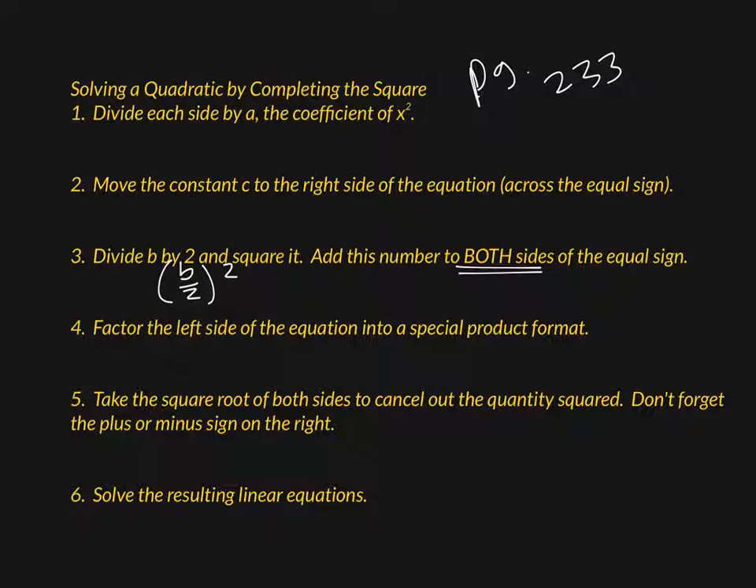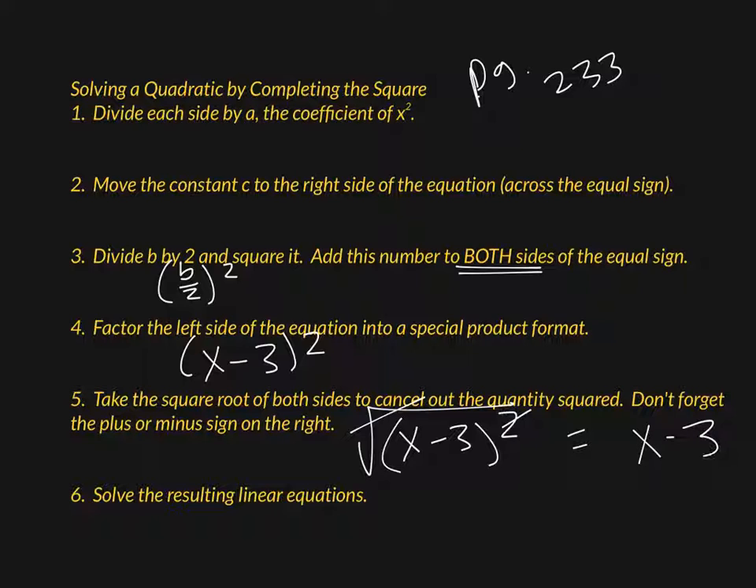Step 4, factor the left side of the equal sign so it's in that special product format. From the previous example, that special product format was x minus 3 squared. You want it to look like that when you factor. If it doesn't look like that, you factored it wrong. Step 5, take the square root of both sides to cancel out that quantity squared. So if we take the square root of x minus 3 squared, the square root sign and the squared sign cancel out, and we're just left with x minus 3.